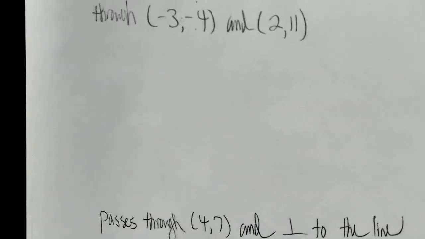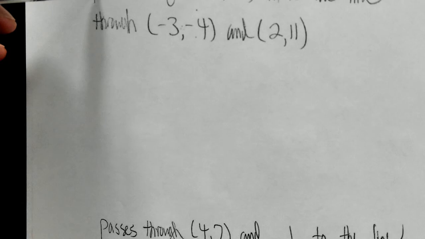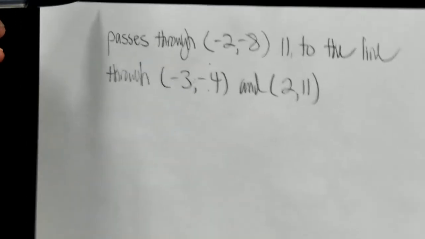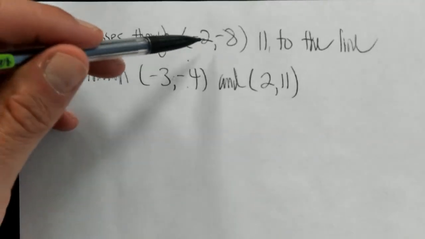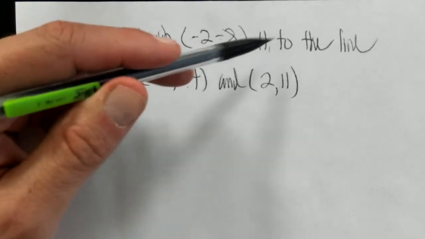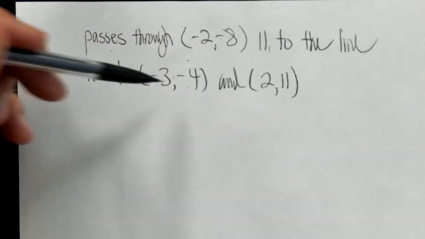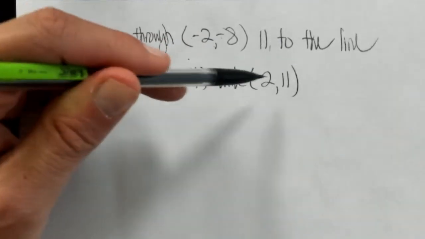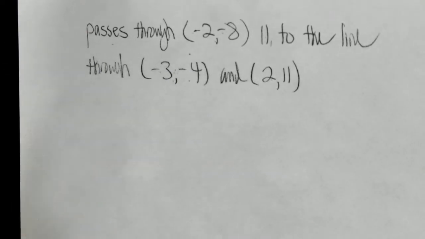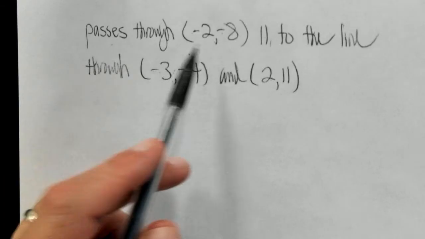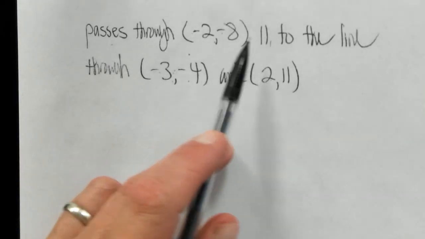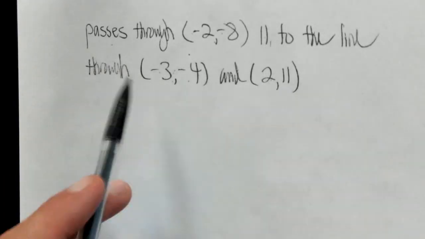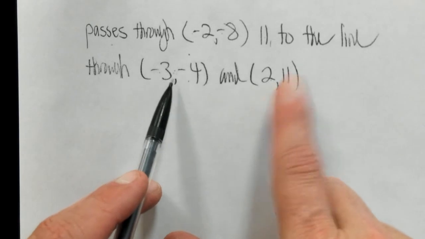Okay, so in this one, it says we want the line that passes through negative 2, negative 8, and it's parallel to the line through negative 3, negative 4, and 2, 11. Okay, so let's stop and think about this for a minute. I want the equation of the line that goes through this point, but at the same time, it's parallel to the line that goes through these 2 points.